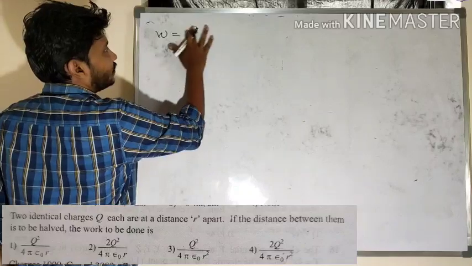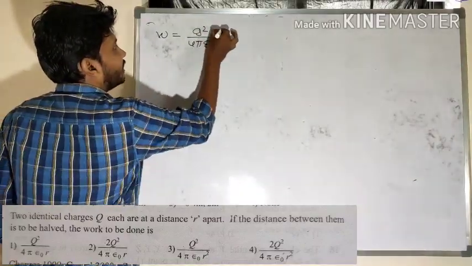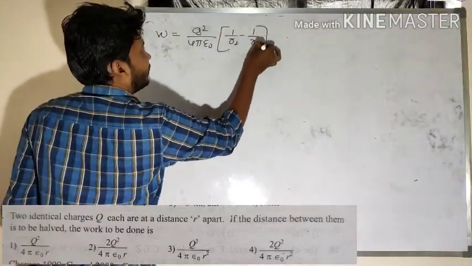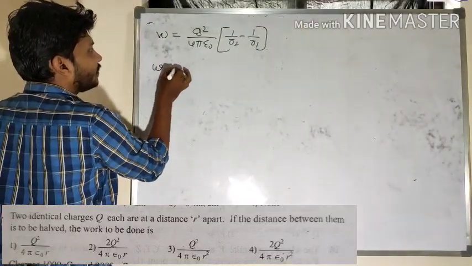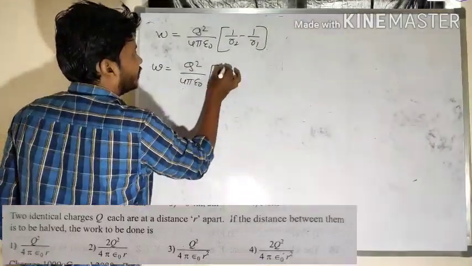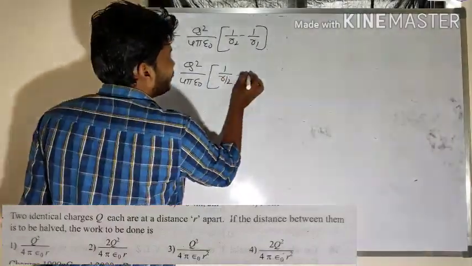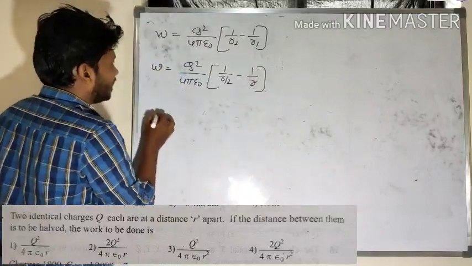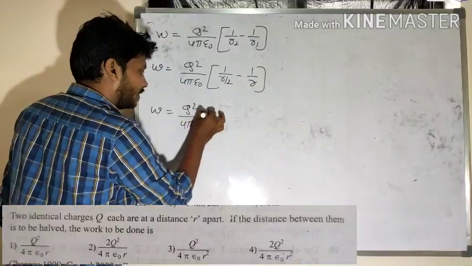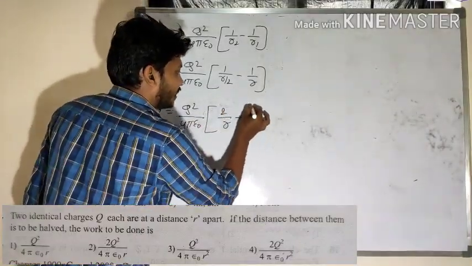So then q1 into q2, or q into q, q square divided by 4 pi epsilon naught, times 1 by r2 minus 1 by r1. Q square divided by 4 pi epsilon naught. The distance is half in the second case, so I take it as r by 2, minus this distance r. So work done is q square divided by 4 pi epsilon naught times 2 by r minus 1 by r.